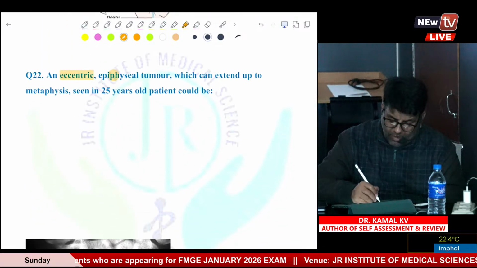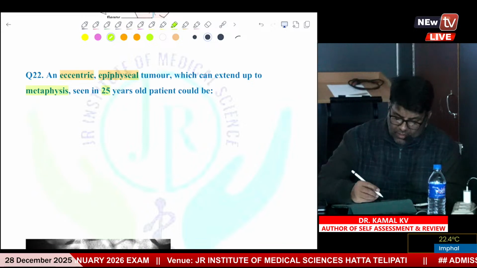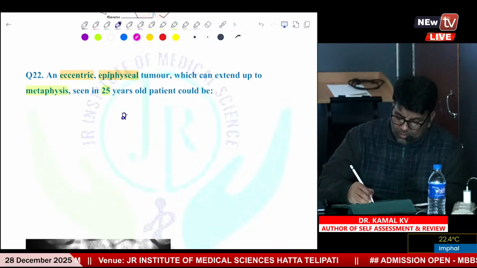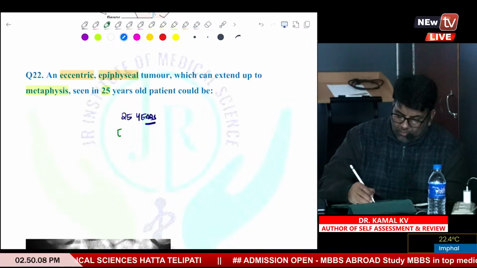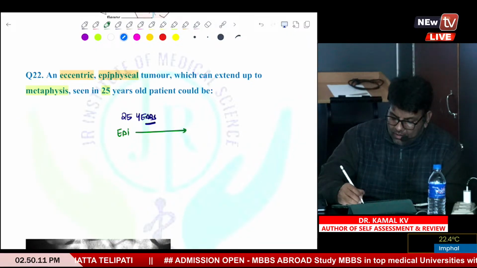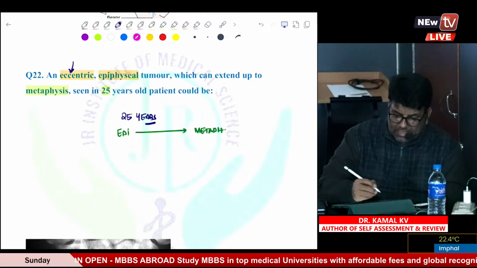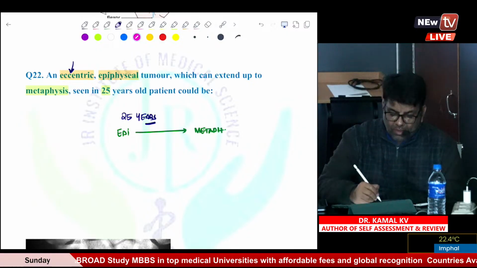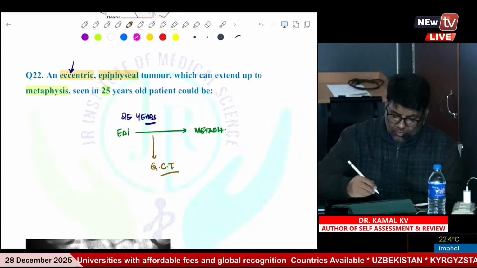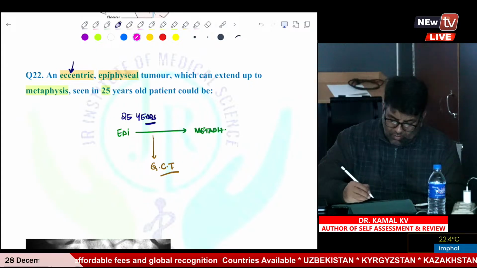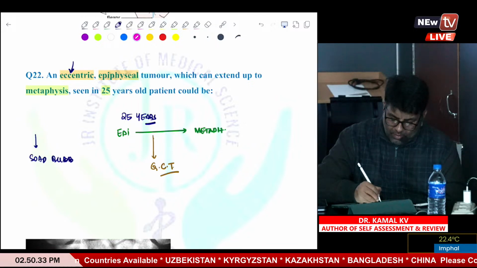Eccentric epiphyseal tumor which can go into the metaphysis in a patient of 25 years. From epiphysis going till metaphysis, and remember the word eccentric. Eccentric means most towards one side. So what tumor can you think of? This is giant cell tumor, and here we can see one more important finding, and that is soap bubble appearance. Very good.